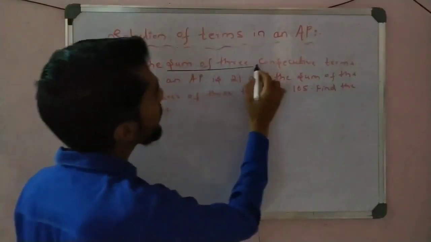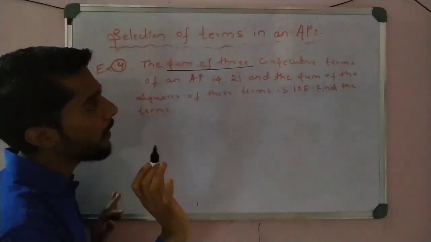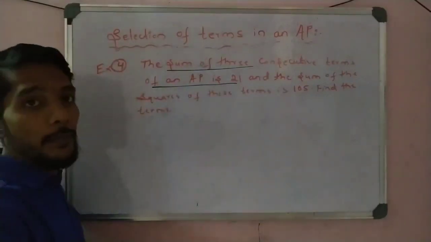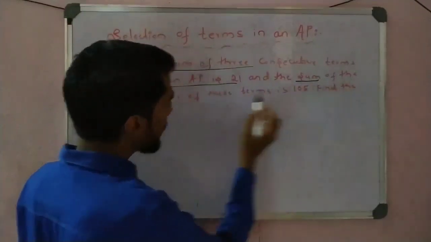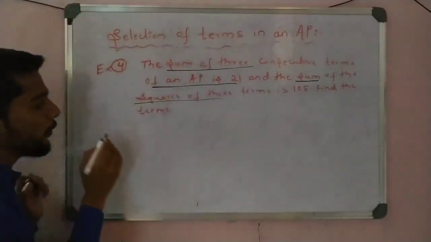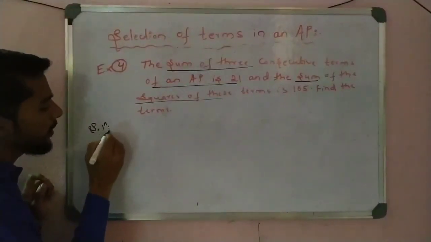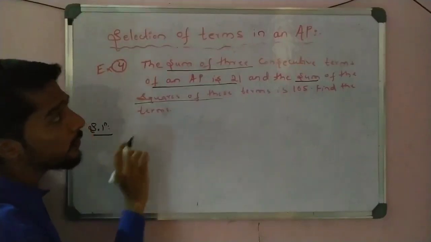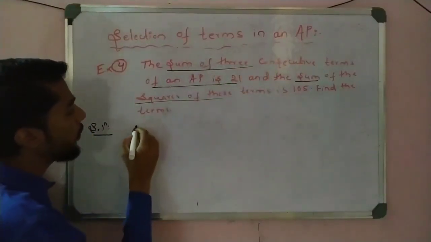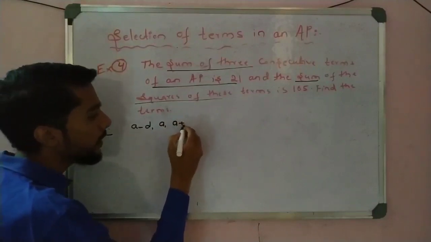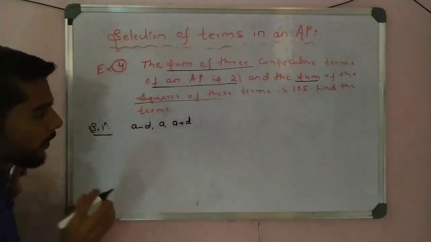Okay, 3 consecutive means a minus d, a, a plus d, simple. Now sum is given, that is simple for you. Again sum is given, but what is the difference here? Squares of the 3 terms are given, that may be quite different for you. Okay, very easy actually it is. So like the first one, we select 3 terms, consecutive 3 terms. One is a minus d, one term, a second term, a plus d third term. Okay, now let us solve.